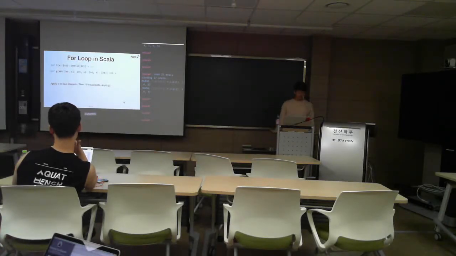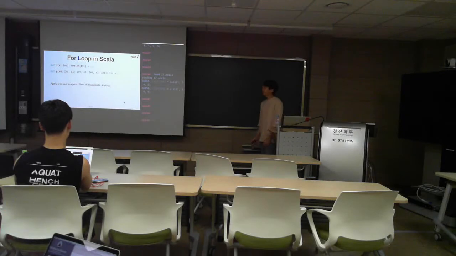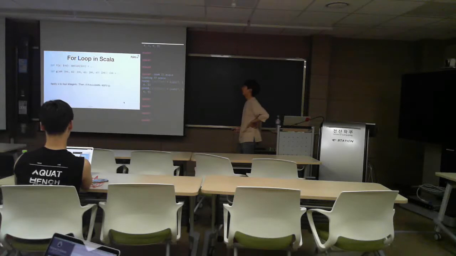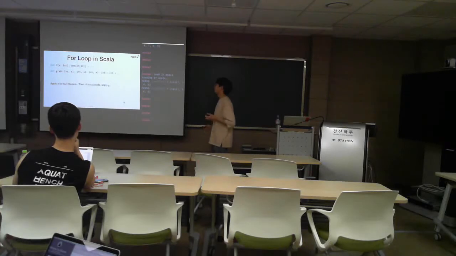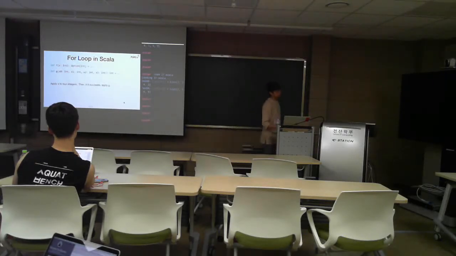So let's see some application. Assume that f is some function from integer to option int, and g takes 4 integers and returns 1 integer. So we want to apply function f to 4 integers, and if every calculation succeeds, so all the results are some, then we will call g. However, one of them may be none. How can we write this code?